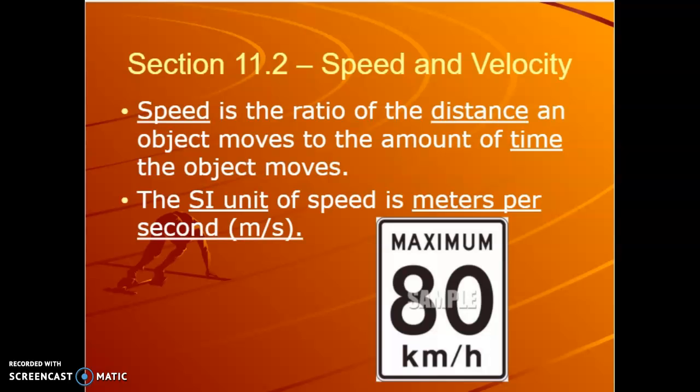So distance is usually going to be in meters and time will usually be in seconds since we want to measure meters per second, or m/s, when we measure speed. But we could also measure kilometers per hour or other units as long as they're a distance over time, since that's what speed is.